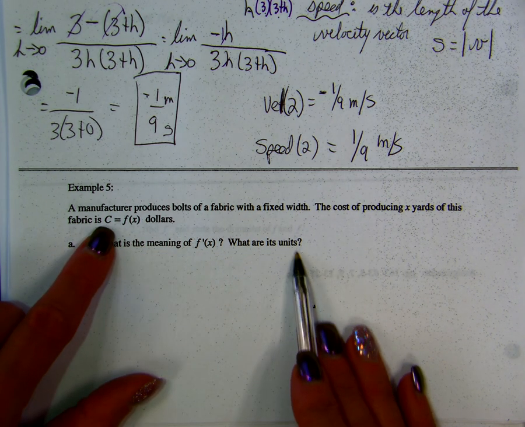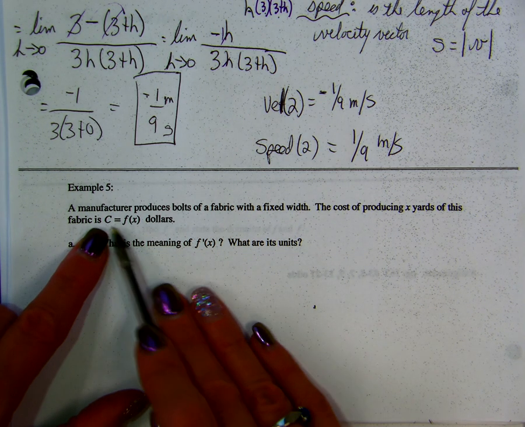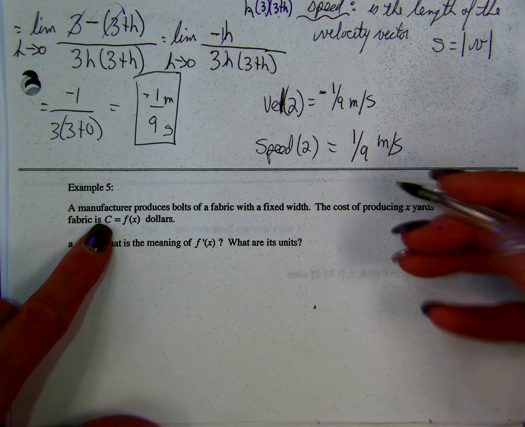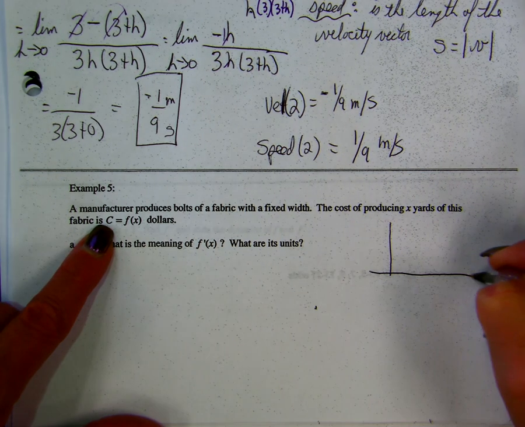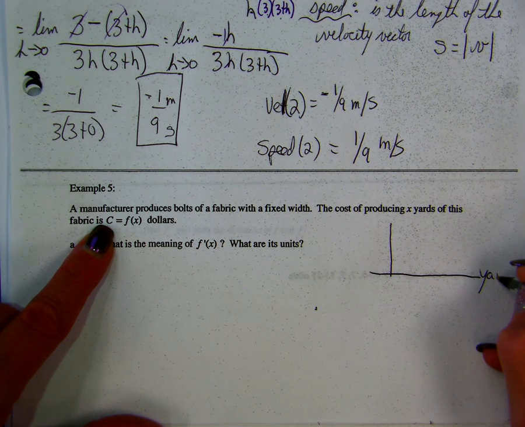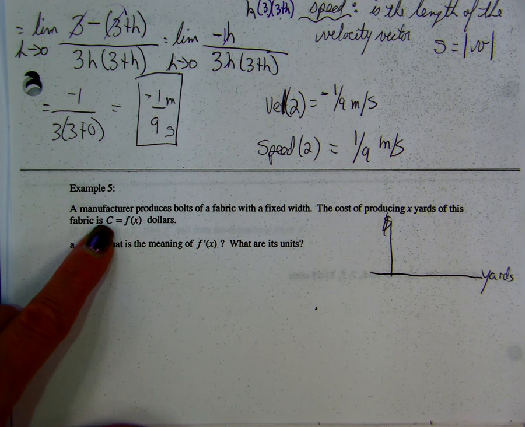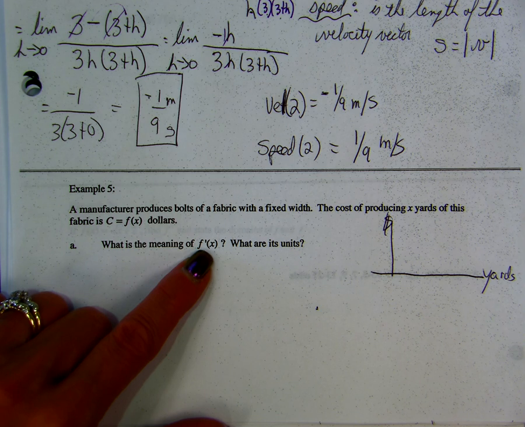Okay, so look at what this is. It's saying C is cost, is in dollars, and it is a function of X in yards. If you were to graph it, you would be graphing number of yards produced, number of dollars spent. That's your cost.